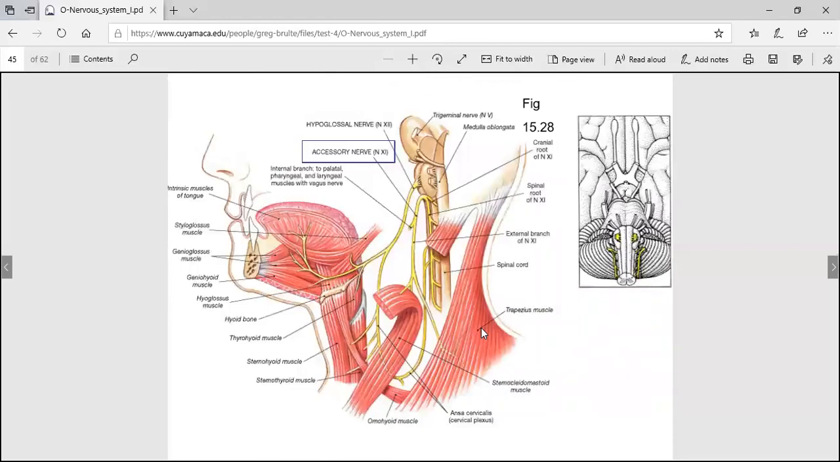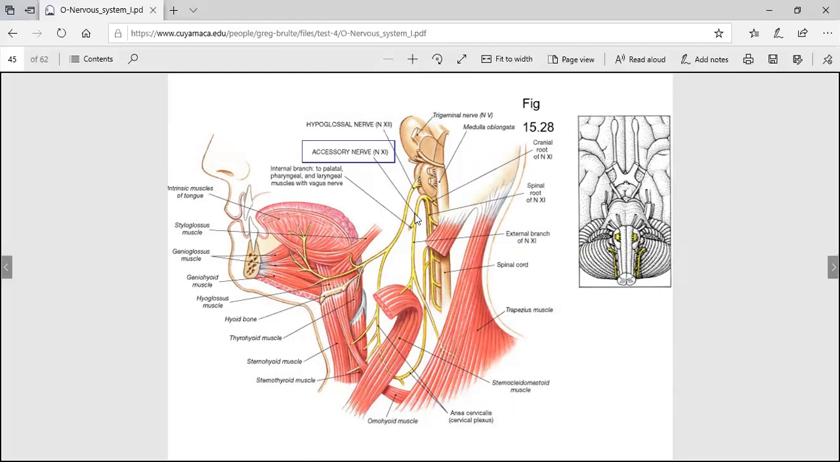Accessory, don't stress on it. Well, bonus, it's motor, right? Some say Marry Money, but my brother said Bad Boys Marry, and then that's motor. So it's going to the sternocleidomastoid, and it's going to the trapezius. And everybody remembers those muscles from the last test. They're pretty big. So how did it get its name?